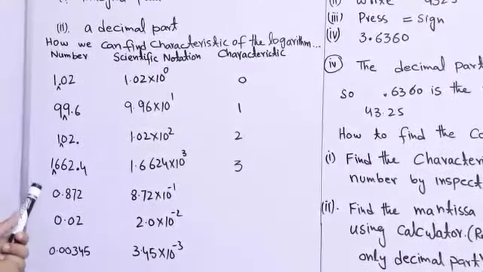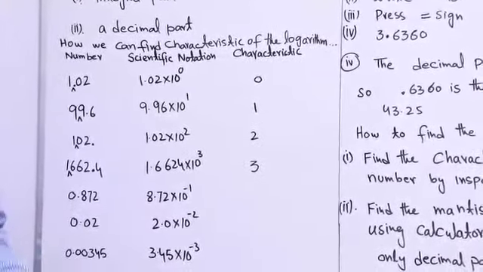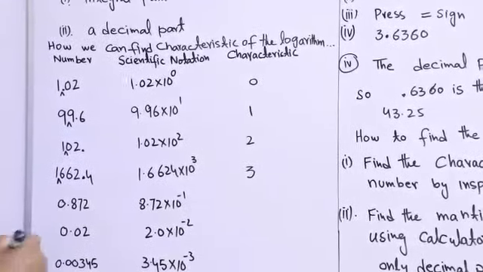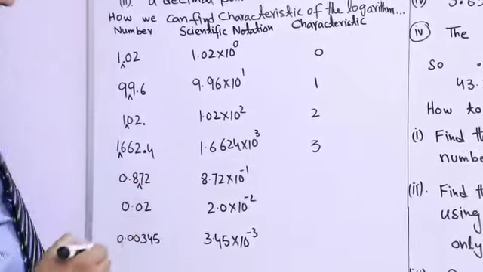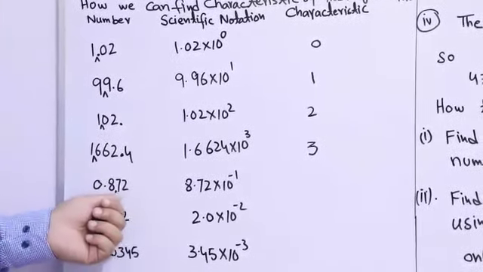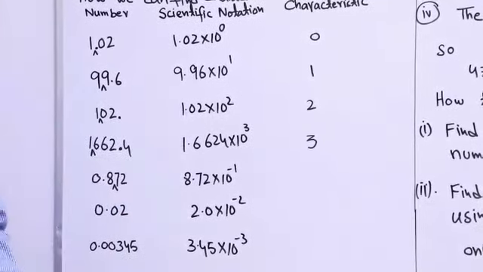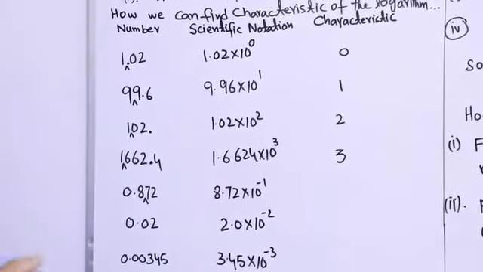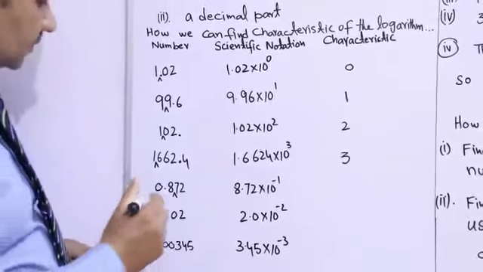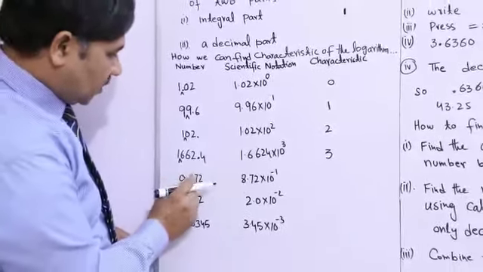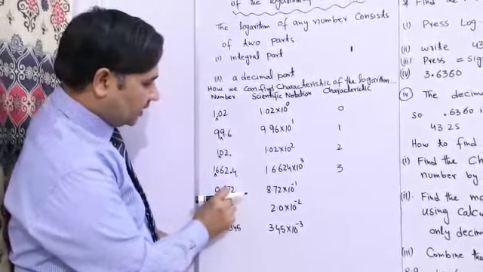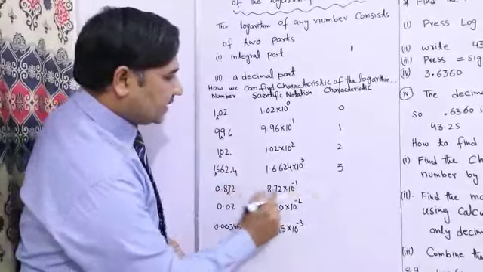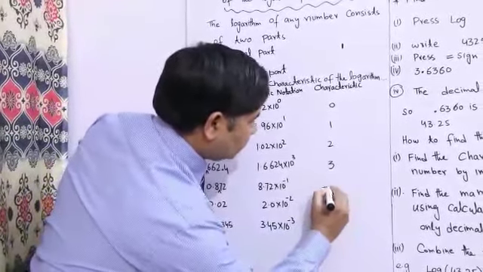Now for the numbers which are less than 1, here the first non-zero digit is 8. Since this number is less than 1, our characteristic will be negative. So you have to remember that. Here there is only one digit between the reference position and the decimal point, so our characteristic is -1.